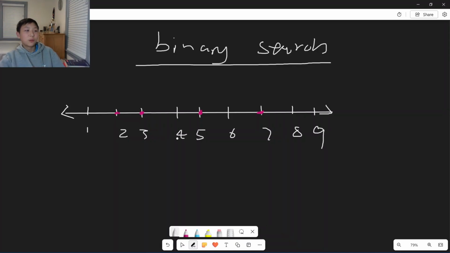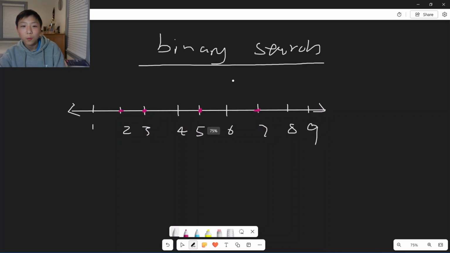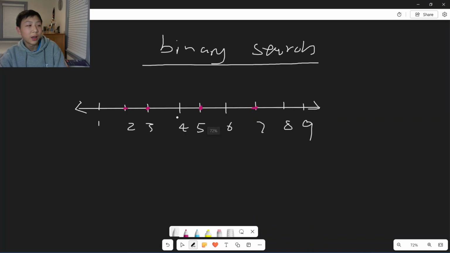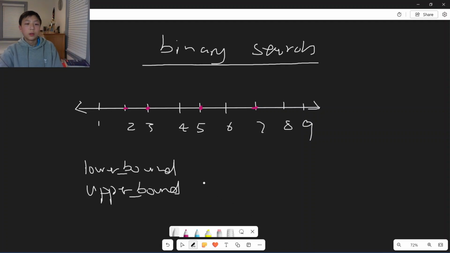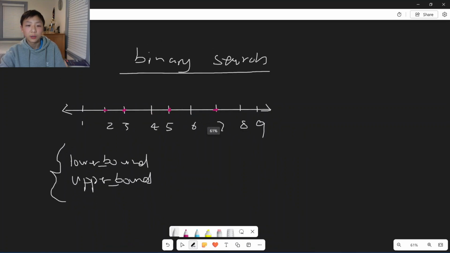So for those of you who don't know what binary search is, I've also provided a link in the description for that. But binary search is an algorithm that searches through a sorted array. And the actual algorithm we don't really have to implement, because in C++ we have 2 functions: lower bound and upper bound. And these two functions are going to help us use binary search without actually implementing it.